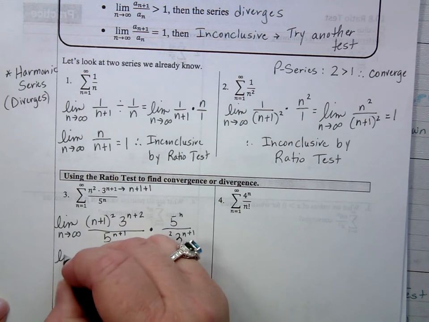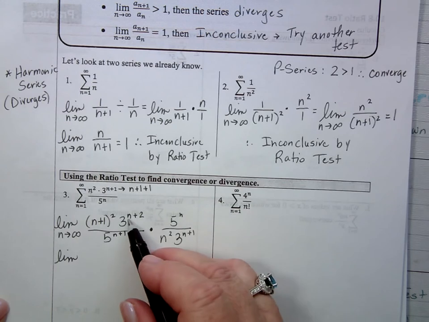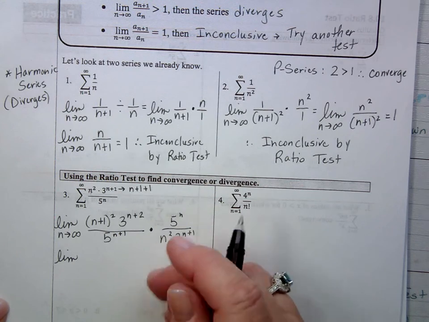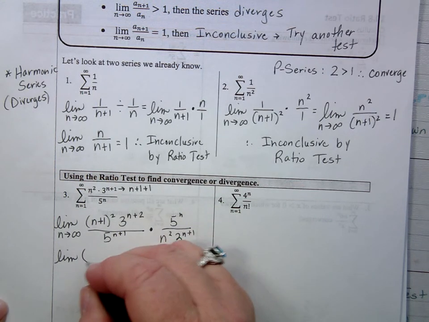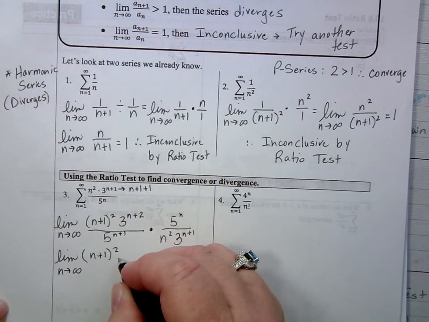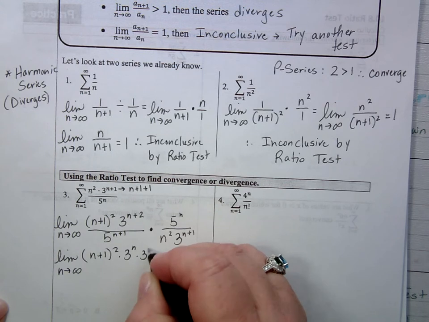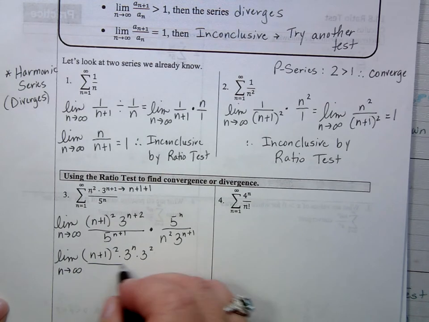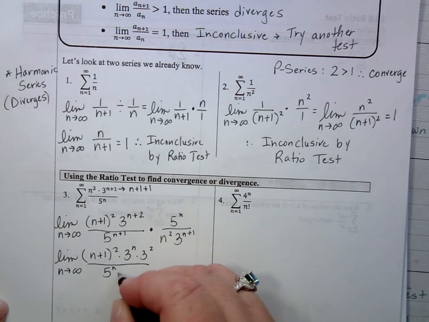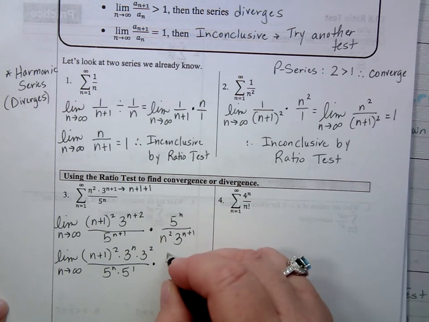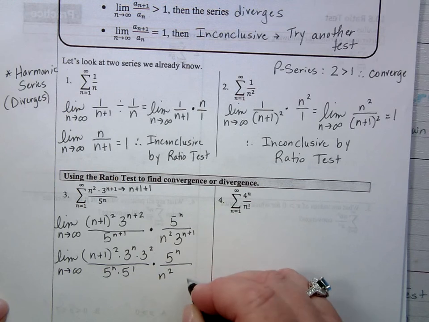So then I want to think about, well, any of these exponents that are binomials like that, you want to take them apart. So here's what I'm going to say next. The limit as n approaches infinity of (n plus 1) squared times 3 to the n times 3 squared. Remember, it's like adding the exponents. When I break them apart, I'm multiplying the like bases. This is going to be over 5 to the n and 5 to the first. Did the same thing on the bottom, times 5 to the n on top, n squared, and then a 3 to the n and a 3 to the first.